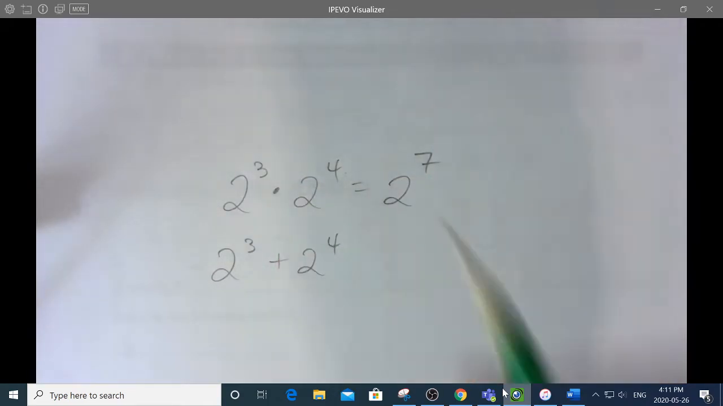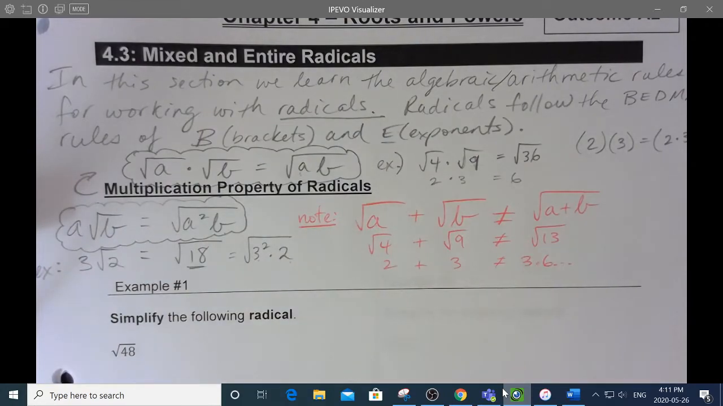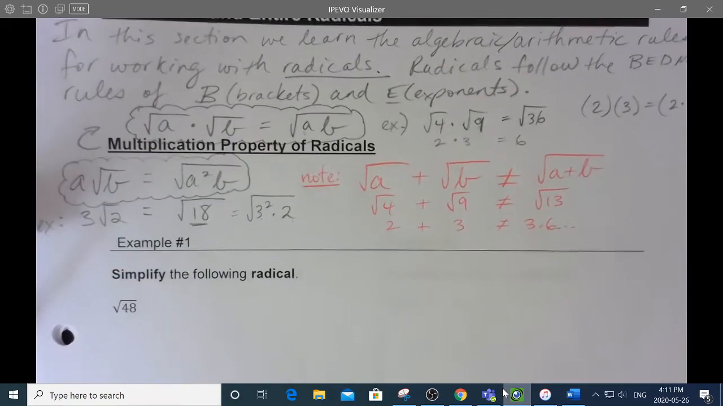It's the product rule. And that is why radicals sometimes behave like exponents. They follow the same rules. And we'll learn more about why that is coming up. Next, we're going to be doing some simplifying.